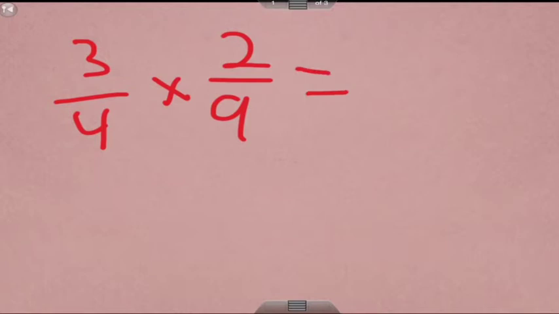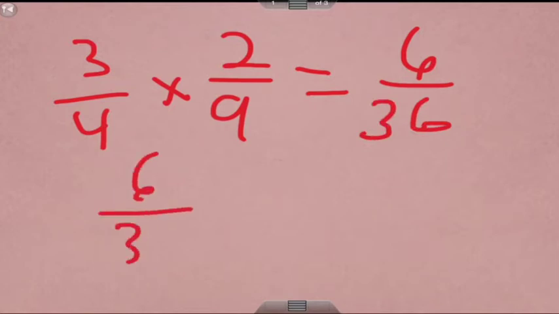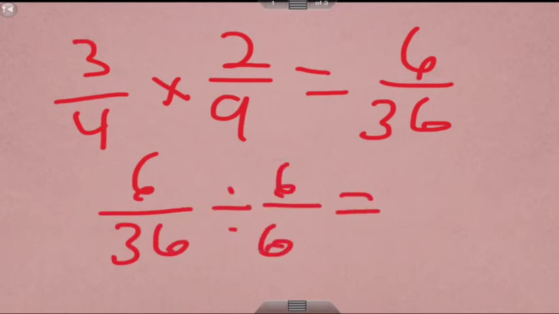So 3 times 2 is 6, 4 times 9 is 36, but I know I could reduce this because I could divide each number by 6. So if I have 6 over 36, I could divide each one by 6, or take out. Some people say take out. So the answer would be 1/6 is your final answer because you need to simplify.